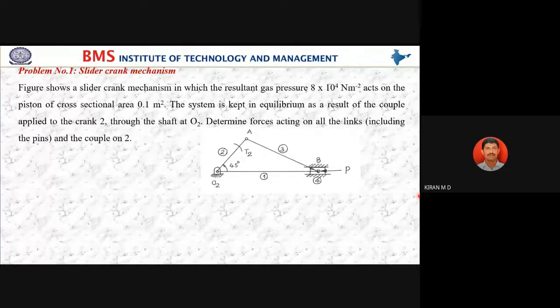Whatever theoretical concept we have studied, I will put that concept on this mechanism now. This is the IC engine concept, where reciprocating motion is converted to rotary motion. The force means 8 into 10 power 4 pressure into 0.1 area, so 8 into 10 power 3 Newton, which means 8 kilonewton load is acting on this piston, correct? So this piston pushes the connecting rod. Is it right?